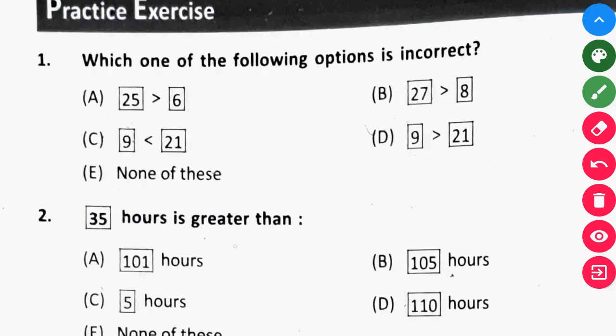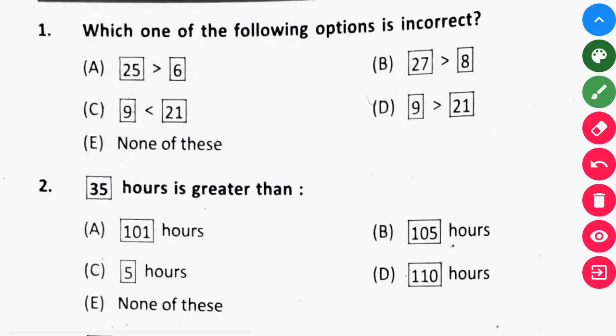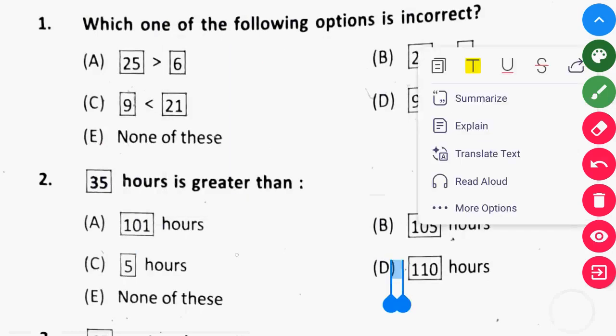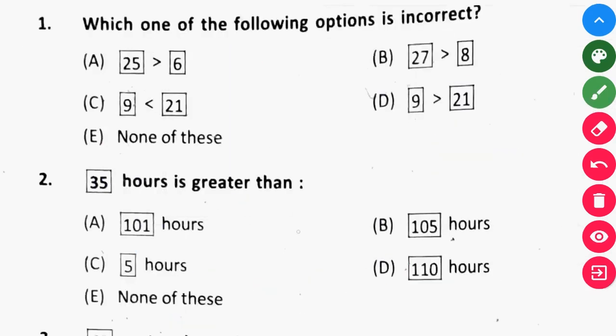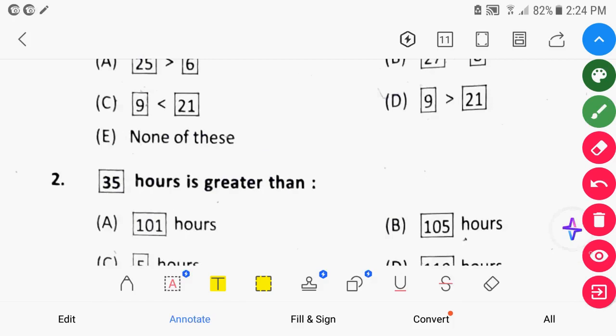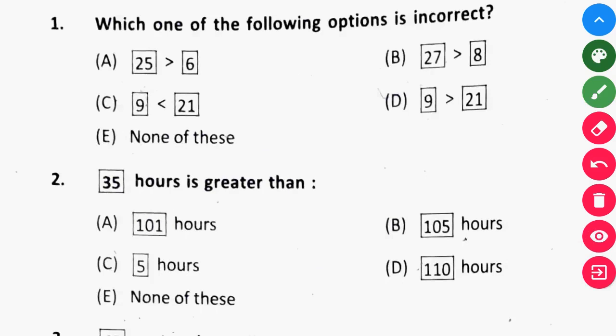Now, 35 hours is greater than 101 hours, 105 hours, 5 hours, or 110 hours. 35 should be greater, so the number of hours compared with 35 should be lesser than 35. In this example, only 5 hours is lesser than 35. So your answer is 5 hours: 5 hours is smaller than 35, or 35 hours is greater than 5 hours.